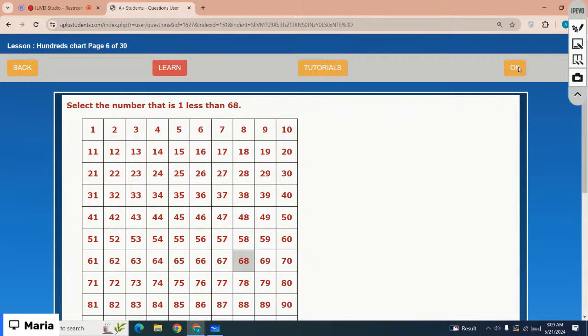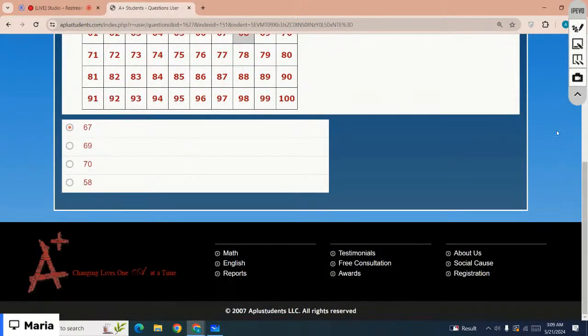Select the number that is 1 less than 68. So which is the correct option? 1 less than 68 is 67. The correct option is 67.